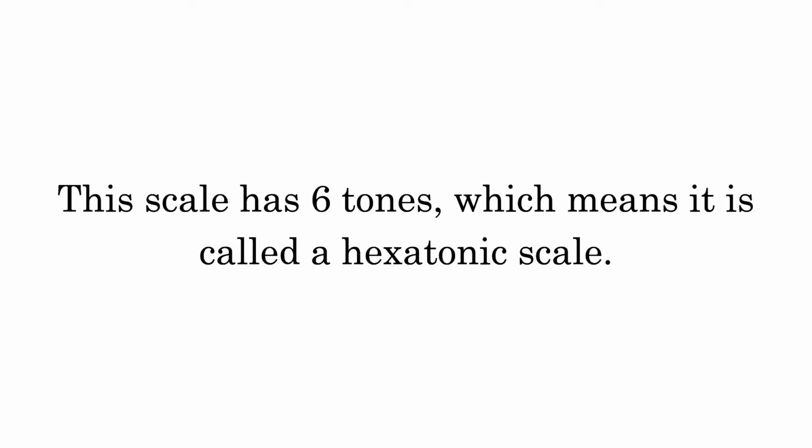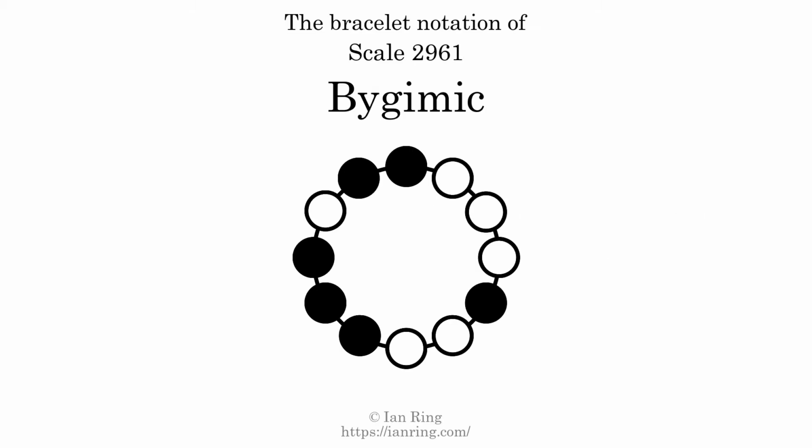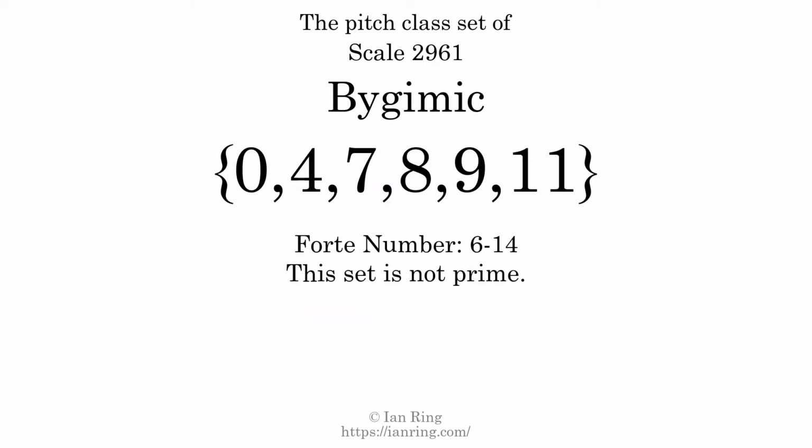This scale has 6 tones, which means it is called a hexatonic scale. This is a bracelet notation diagram of scale 2961. The shaded circles represent tones that appear in the scale, and they are read clockwise, starting at the top. The pitch class set for this scale is 0, 4, 7, 8, 9, 11. The fault class is 6, 14. This set is not prime.